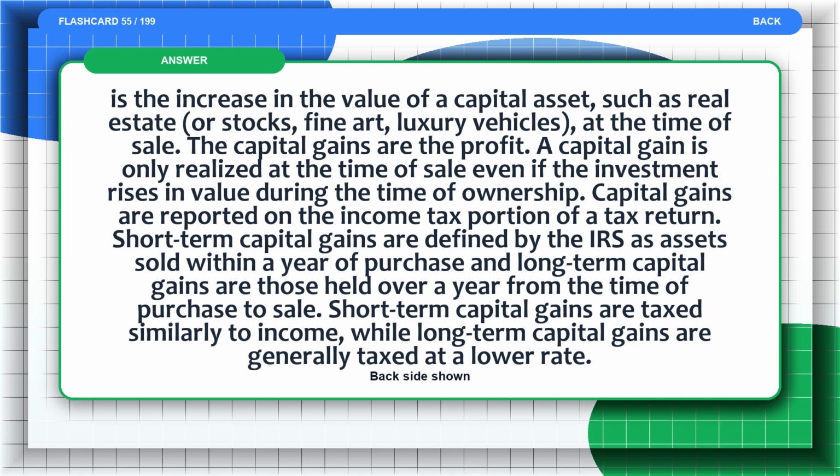Short-term capital gains are defined by the IRS as assets sold within a year of purchase, and long-term capital gains are those held over a year from the time of purchase to sale. Short-term capital gains are taxed similarly to income, while long-term capital gains are generally taxed at a lower rate.